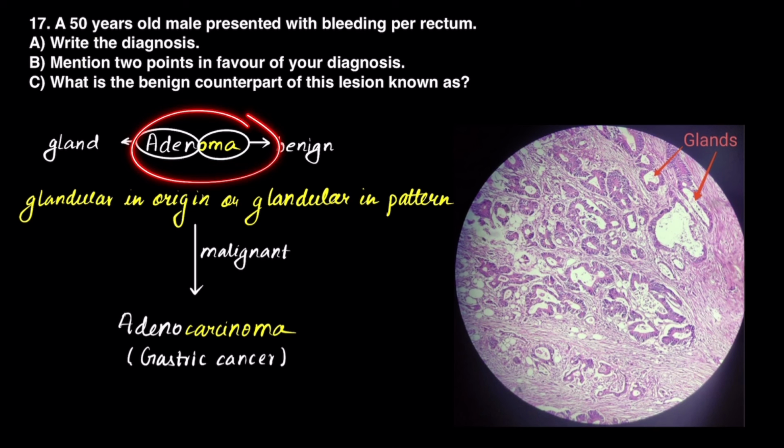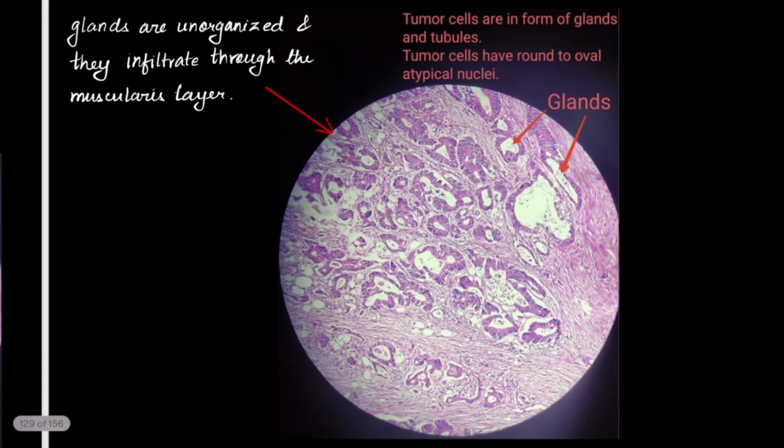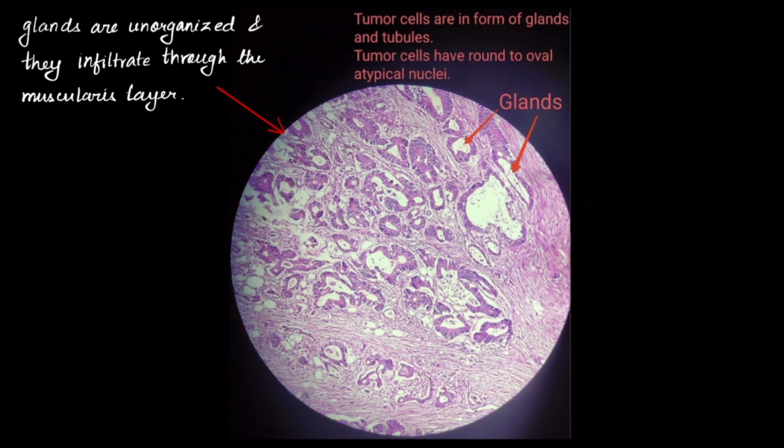The malignant form of adenoma is adenocarcinoma. An example of which is gastric cancer. So we have a slide right here of gastric cancer.